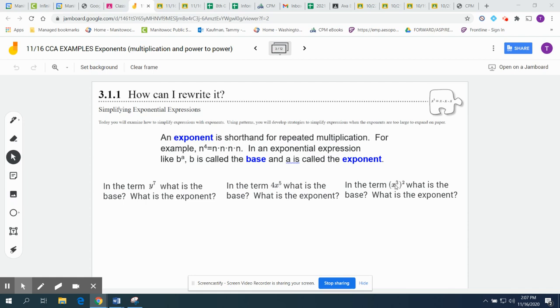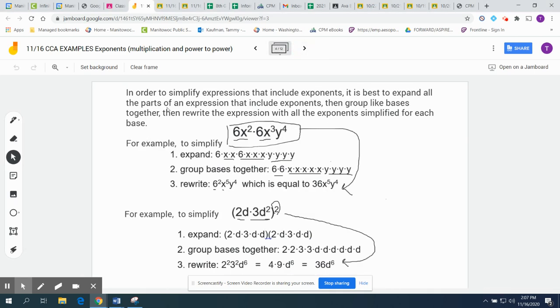This term where we have x to the third power to the second power, there's actually a couple bases. x is a base, being taken to the third power, as well as x to the third power is a base, which is being taken to the second power. Okay, so every exponent has a base to it. You have to determine what the base is. When we get to this one, in order to simplify, the best thing to do is to expand them and then bring them back together, group them all together.